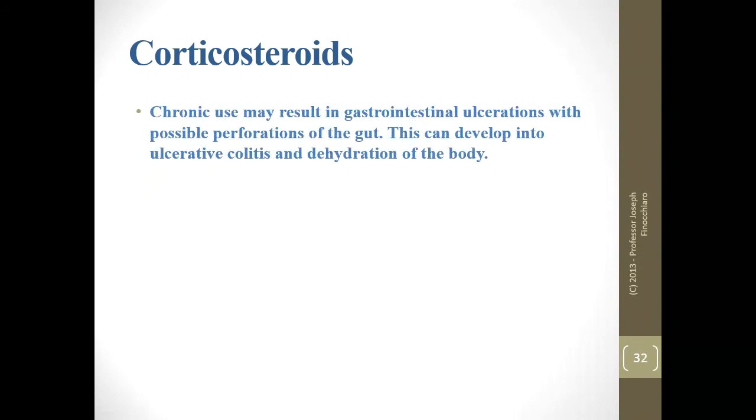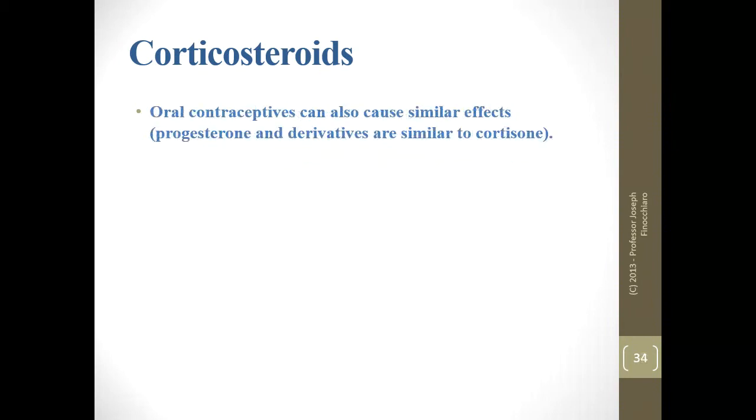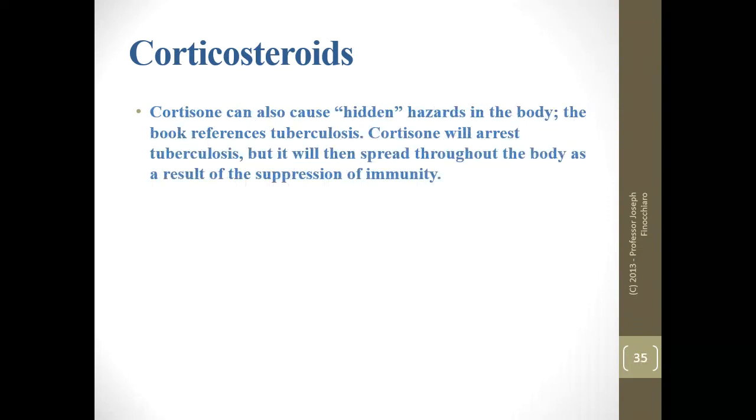Chronic use results in gastrointestinal ulcers, perforations of the gut that can develop an ulcerative colitis and dehydration. If you've paid attention in path class, you'll know that ulcerative colitis is one of the nastiest diseases in the world. They protect the enzymes of the body, render them difficult to stop, so that means they're going to decompose quick. Oral contraceptives can cause similar effects. Progesterone and derivatives are similar to cortisone. Cortisone can also cause hidden hazards in the body.